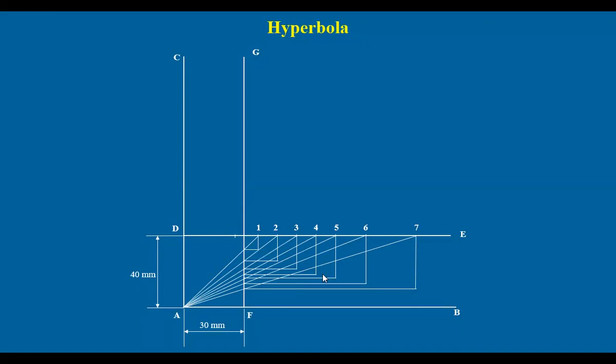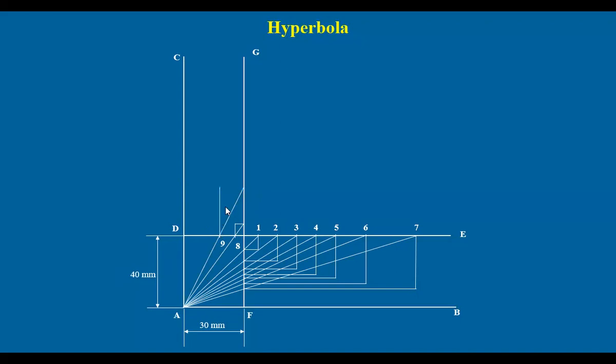These are on the right side. Now let's take the points on the left side also. Say this is 8. Join A8 and extend up to this vertical line. At this point, you draw a horizontal, and at 8, draw a vertical. These two will intersect here. Another point 9. Join A9 and extend this up to this vertical line.